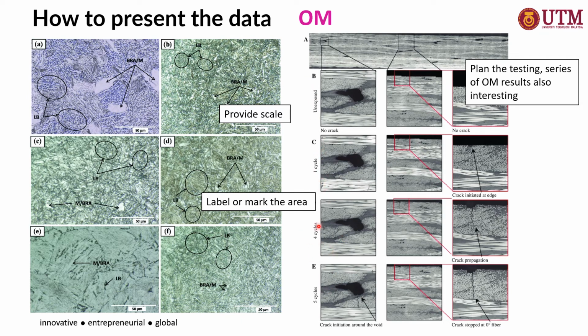So this one is the fatigue fracture result. This one is the optical microscope. With the different cycles, they study the fracture area. So this is how they present the data. Very interesting, even though they are using only an optical microscope.